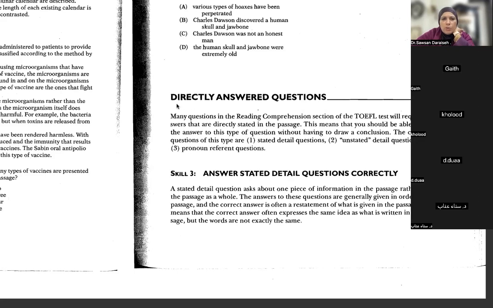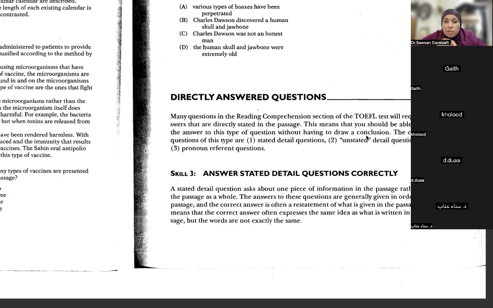So what do we mean exactly by directly answered questions? You can directly answer them simply, because the information is in the text. Many questions in the reading comprehension section of the TOEFL test will require answers that are directly stated in the passage. This means that you should be able to find the answer to this type of question without having to draw a conclusion.